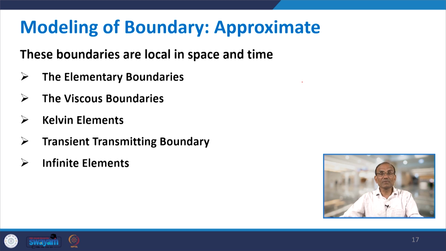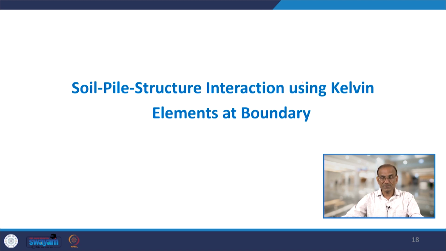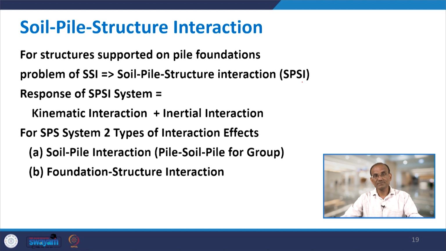First, when we talk about modeling of boundary, it could be approximate modeling and it could be rigorous modeling, and I am able to work for both approximate as well as rigorous modeling. These boundaries are local in space and time, so they could be the elementary boundaries, the viscous boundary, Kelvin elements, transient transmitting boundary, infinite elements, there are so many. So, the work which has been done using Kelvin elements is shown here.